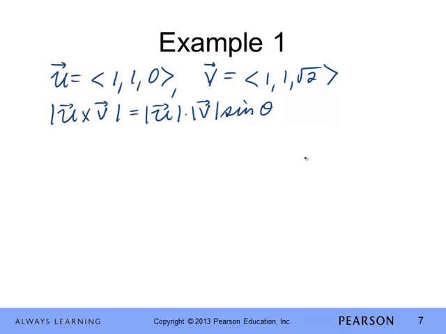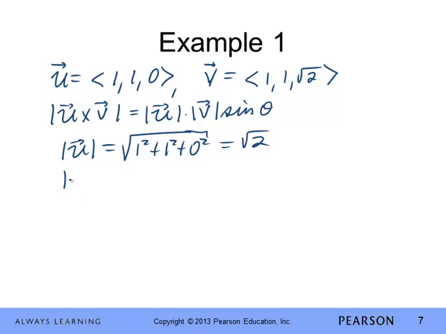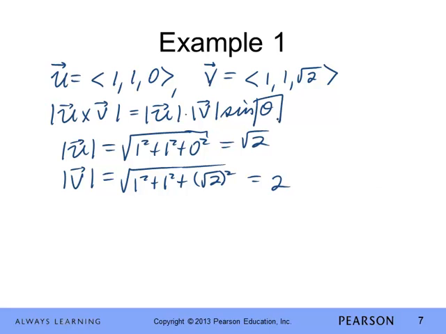Now, let's go ahead and calculate magnitude u: square root of 1 squared plus 1 squared plus 0 squared, and that's square root of 2. Calculate magnitude v: square root of 1 squared plus 1 squared plus square root of 2 squared. And what would that be? 2. Right. So now we just need to find theta.